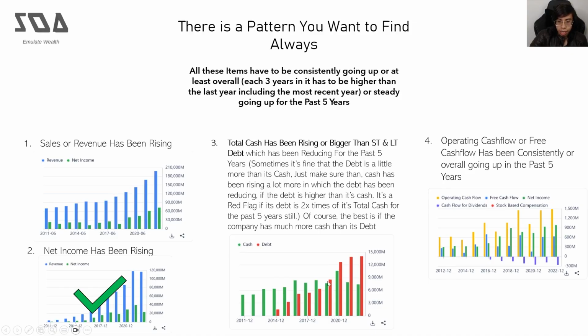And even though the debt has been escalating, on overall for the past 5 years, recently the debt has been rising compared to its cash, but only for the past 2 years. But if you look at the past 5 years, the cash has always been bigger than the debt. And the cash has been going higher along with the debt, when the debt has been a bit lower or maybe slightly the same, right?